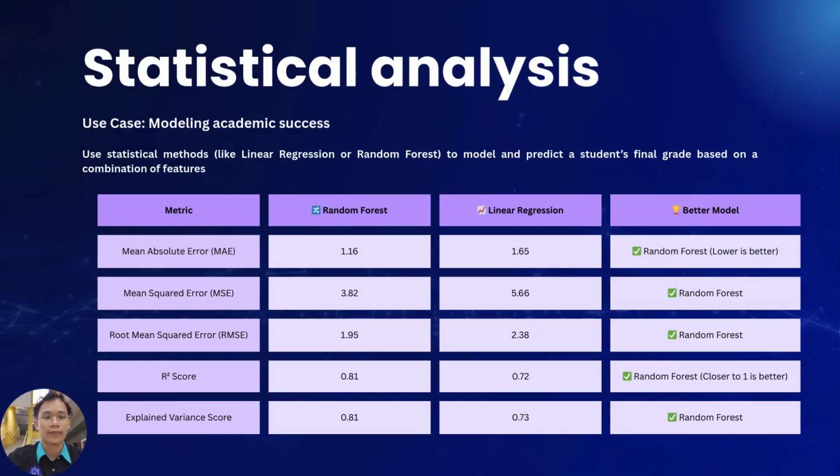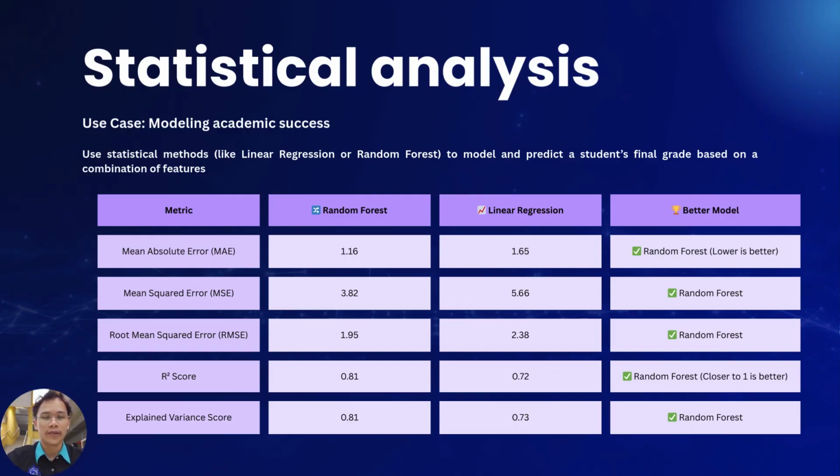Higher R2 score 0.81 shows stronger correlation between input and the predicted grade. Higher explained variance 0.81 means it better captures the variation in the data, while linear regression provides an easy to understand, interpretable model showing how each feature affects the outcome. Random forest is better at capturing complex nonlinear relationships, which is why it achieves higher accuracy.